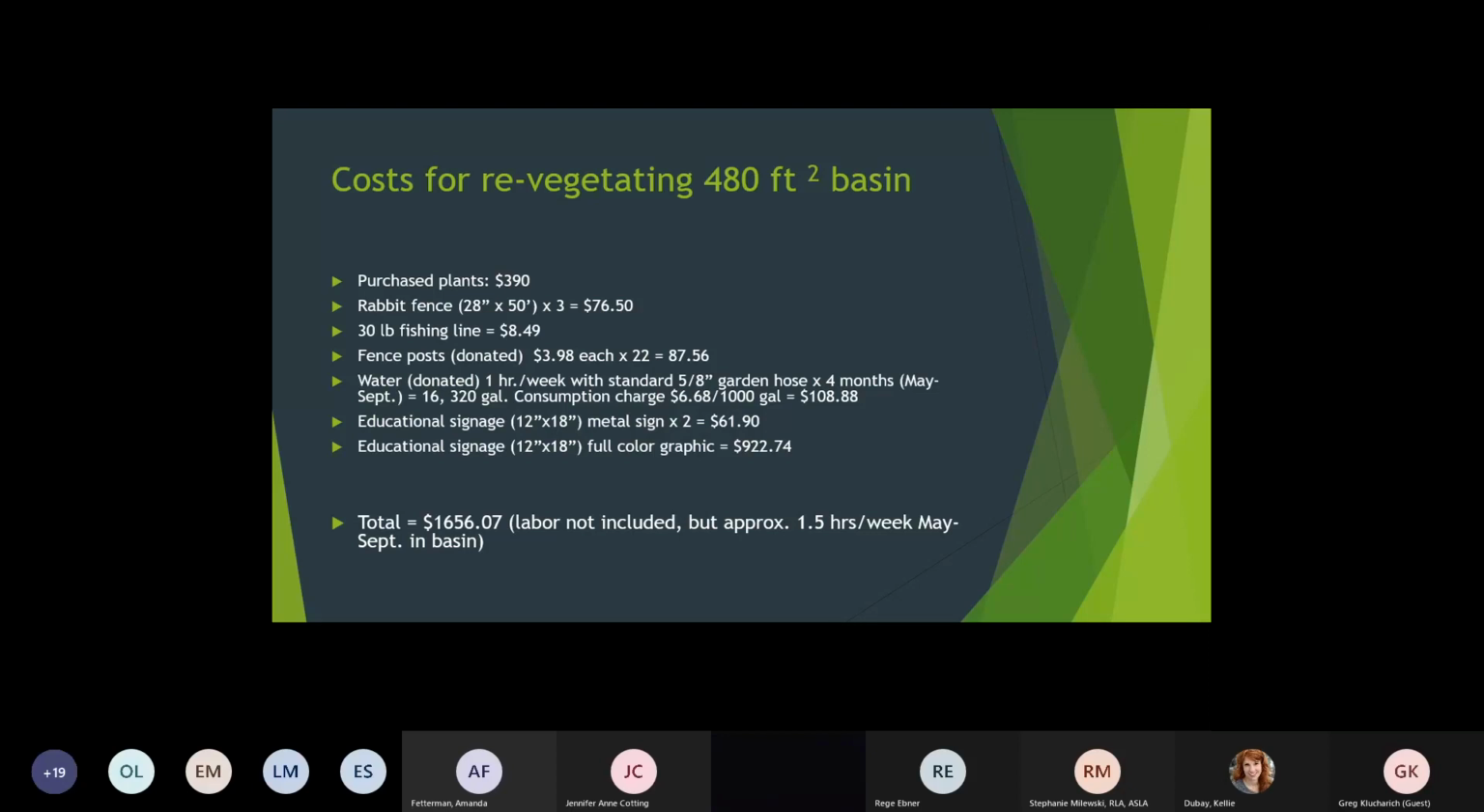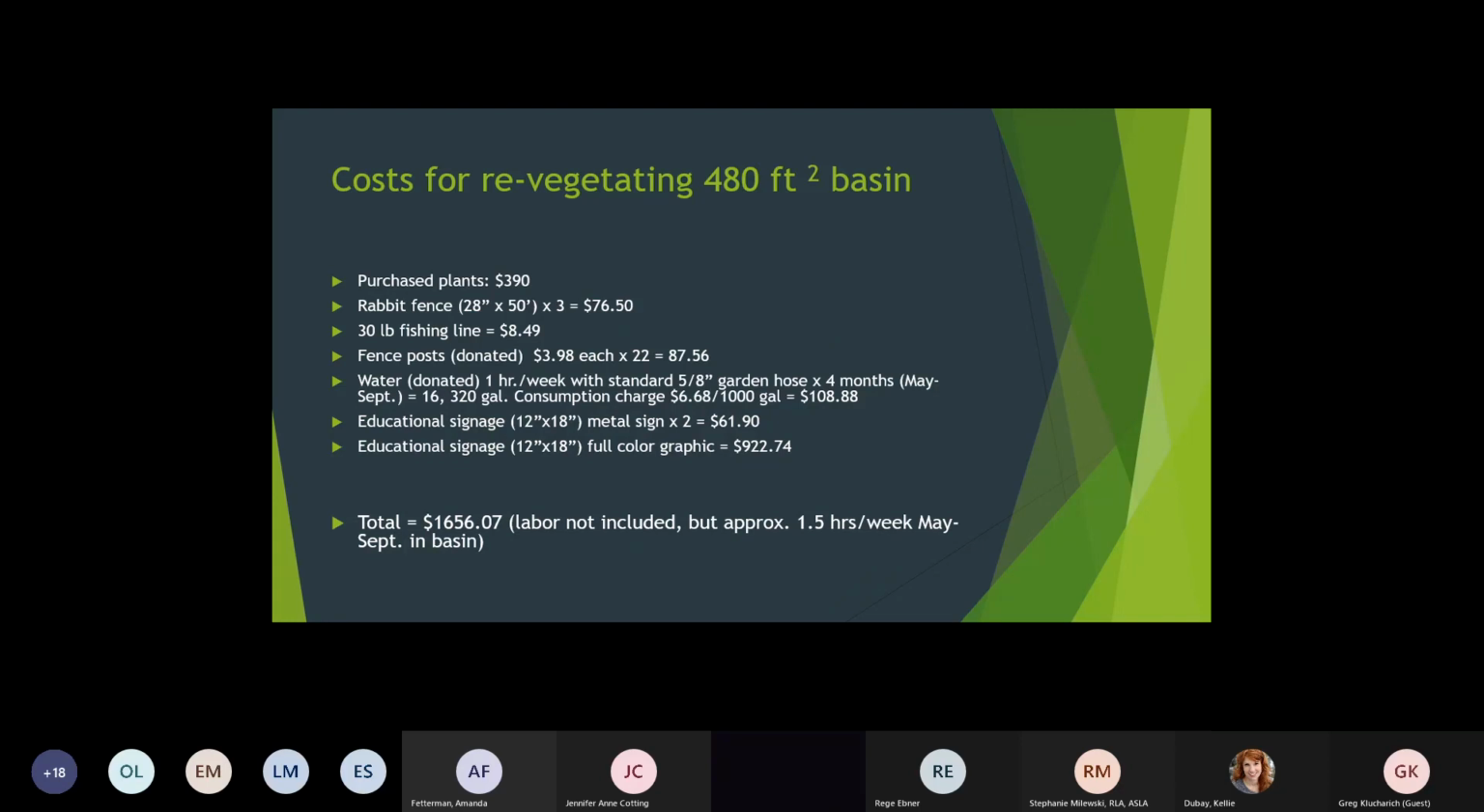I did spend about 1.5 hours per week during the growing season, May through September, in the basin, either watering or weeding, but that was primarily because that was establishing those plants. Now that the plants are established, I don't water them unless we had maybe 3 or 4 weeks without rain, then I would water the plants in the center of the basin just to protect our investment.